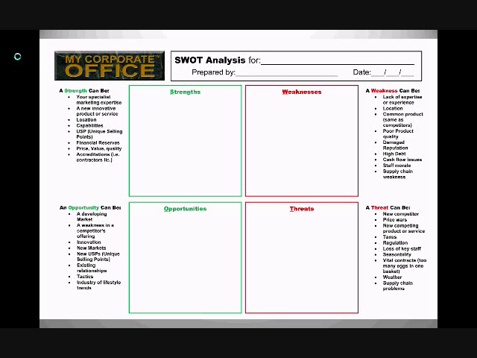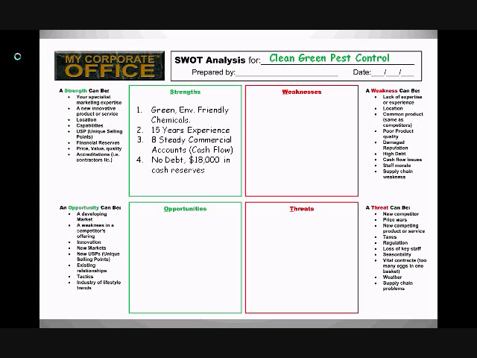Now I'll show you how to do a SWOT analysis for a fictional company. We're going to help Clean Green Pest Control get better direction with their business. We'll start with their strengths. They use green, environmentally friendly chemicals. We know that people are more concerned than ever about the environment, so this is a strength for our company that we can capitalize on. It's the kind of strength that should be highlighted in our marketing.